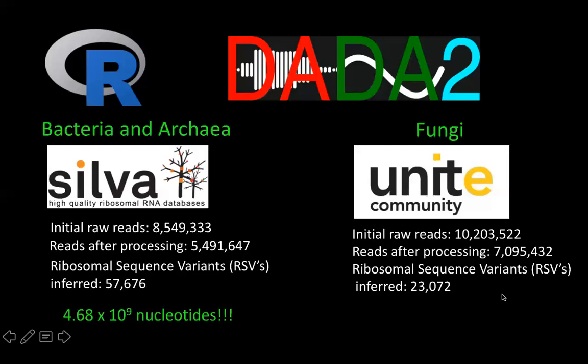And I just did this for a fun little calculation. Each of these ribosomal sequence variants, the amplification, the genetic marker that we isolated, on the low end are around 250 base pairs. So I calculated that we were going through 4.68 billion nucleotides of information. In the Guinness Book of World Records, the largest book is only around 9 million characters. So it trumps that. And it's just amazing how much information we can use and process by utilizing the power of bioinformatics.